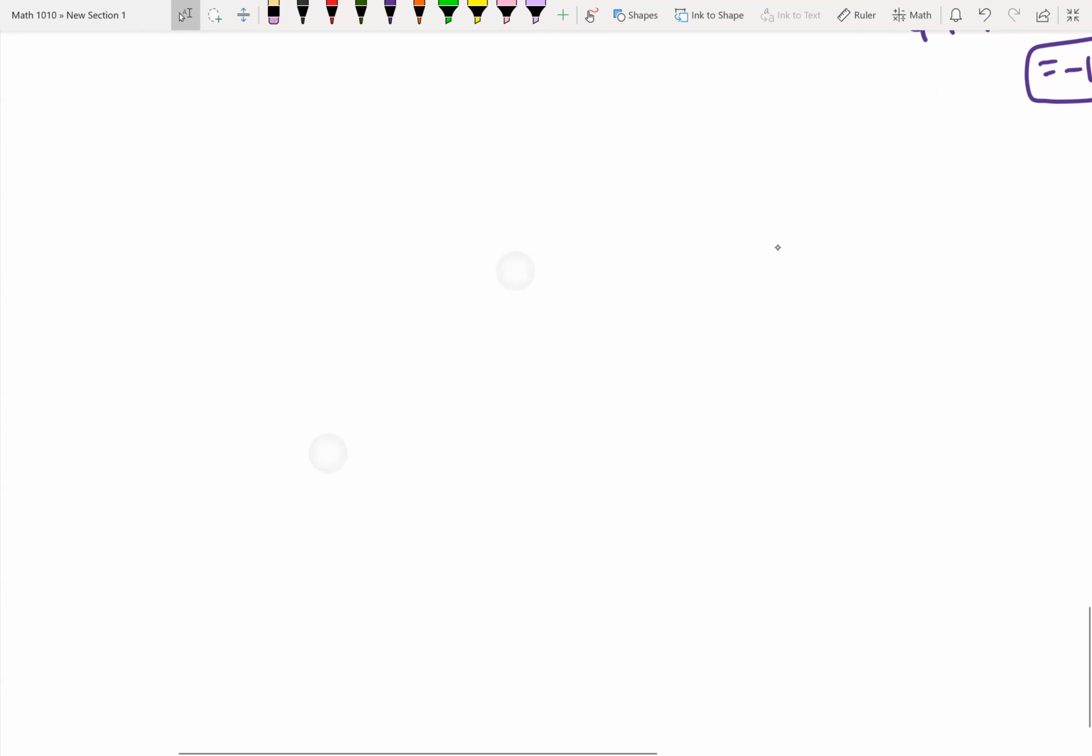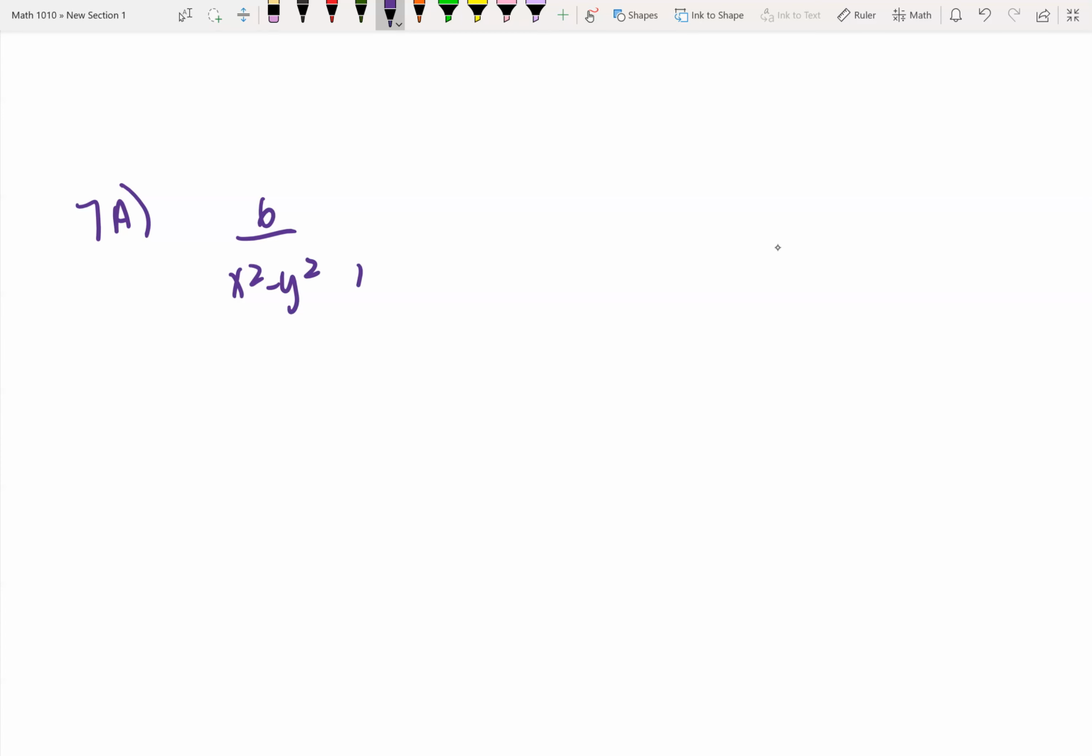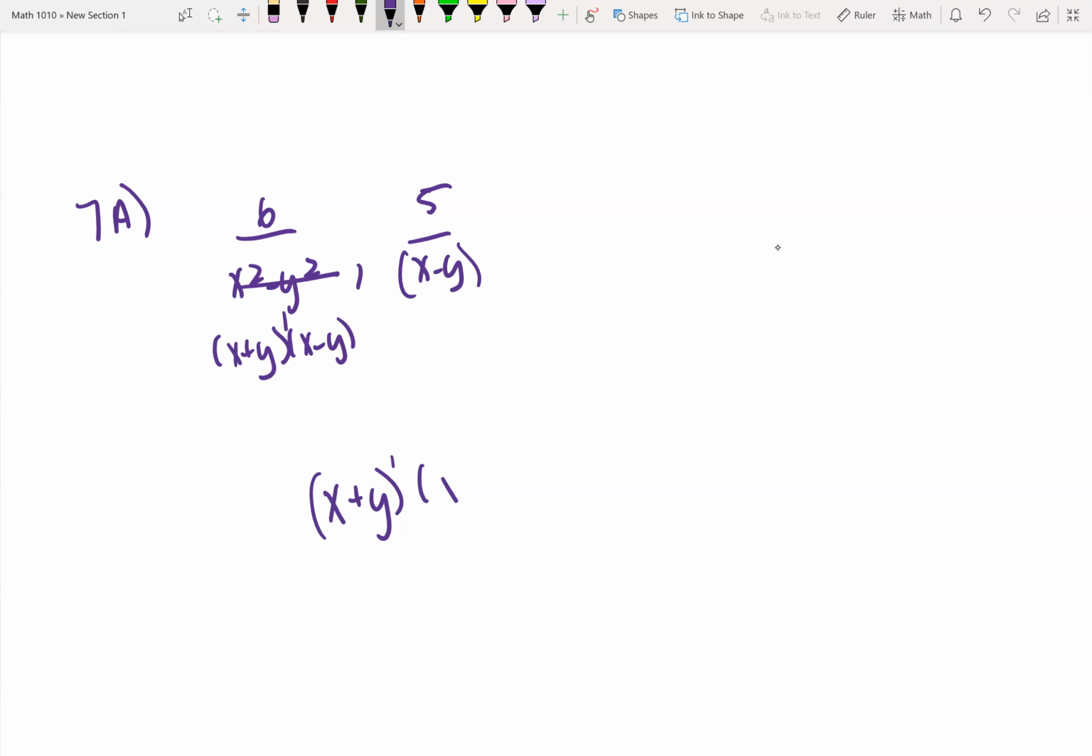Okay? Question 7a. Find the least common denominator. Okay, so here is what you have. You have to factor the denominators. So this one factors to x plus y times x minus y. That one factors to x minus y. So I need x plus y's. This guy has 1, this guy has none. The most anybody has is 1. I need x minus y's. This person has 1. This person has 1. The most that anybody has is 1.